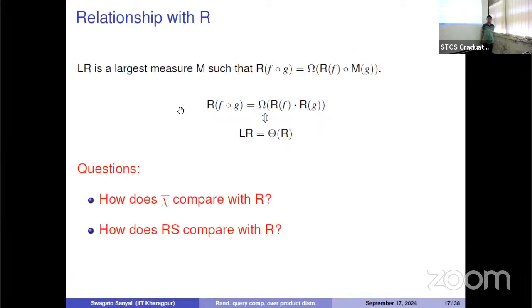What does LR stand for? They call it a linearized complexity measure. I haven't defined it in this talk, and I will do so for some measure.